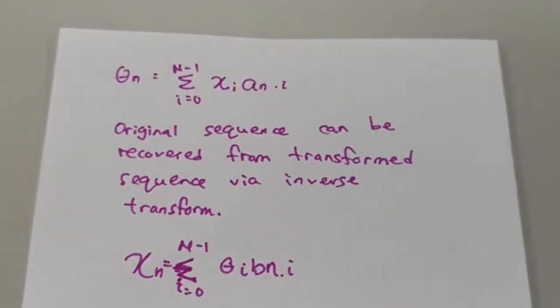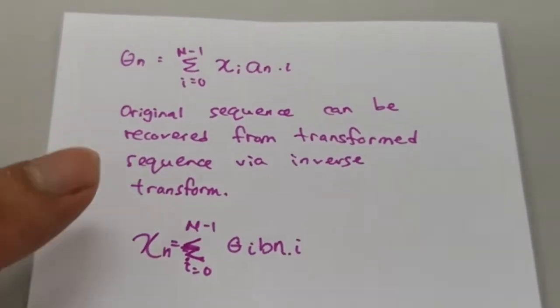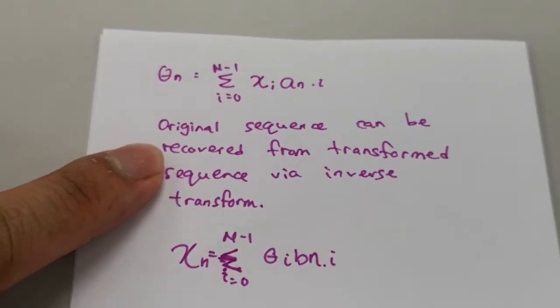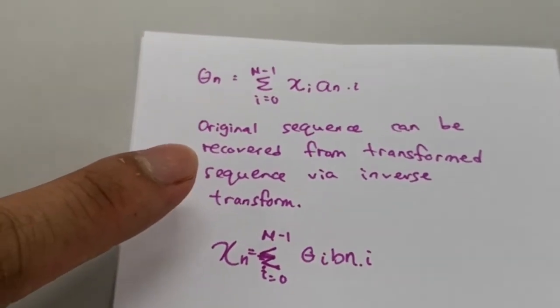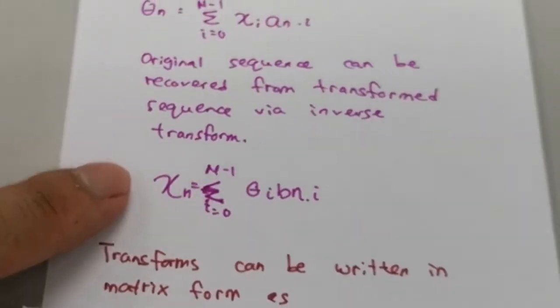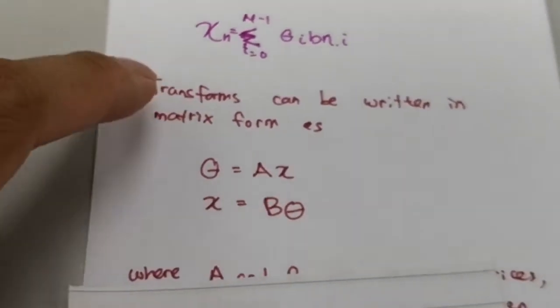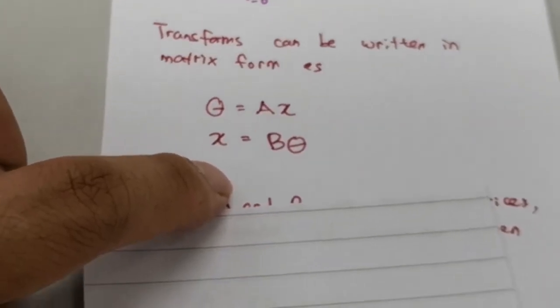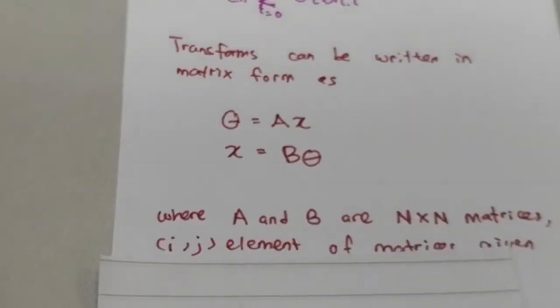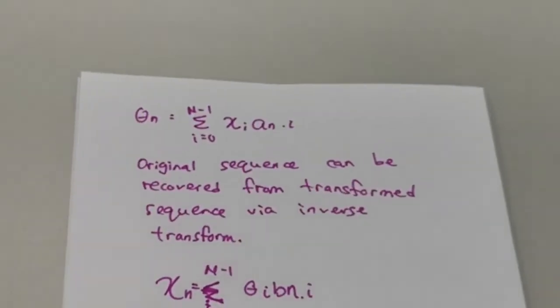Okay, this is the transform sequence, and then the original sequence can be recovered from the transformed sequence via the inverse transform, which is this. The transform can be written in matrix form. This one and this one are the transforms that I just mentioned above.